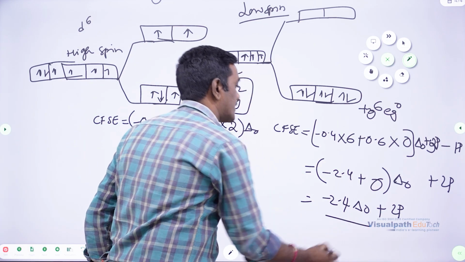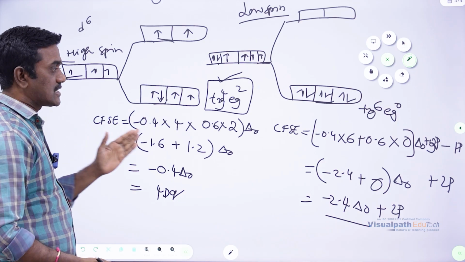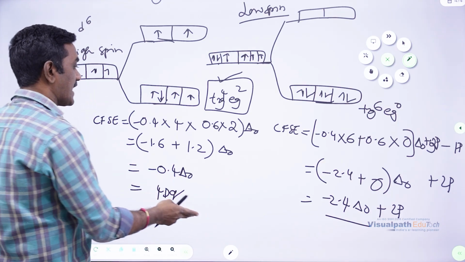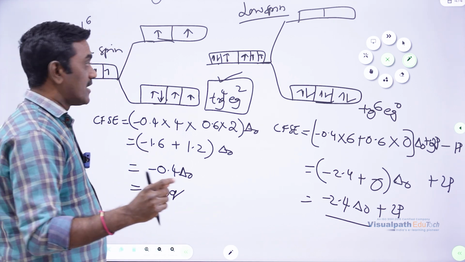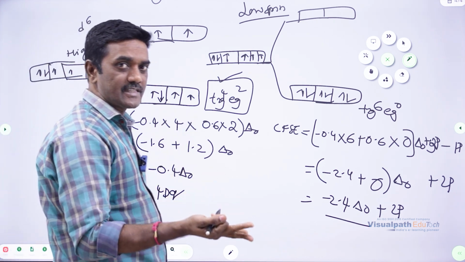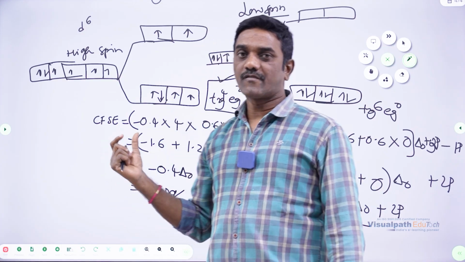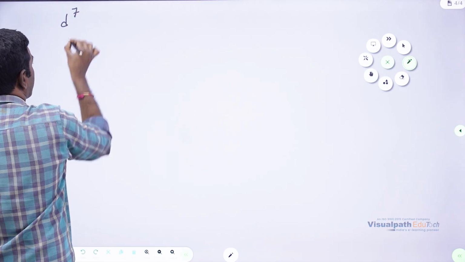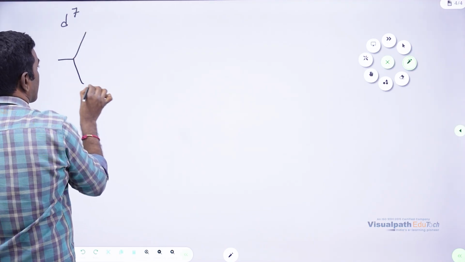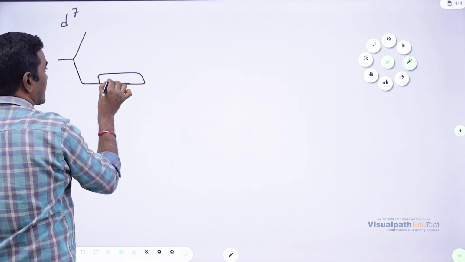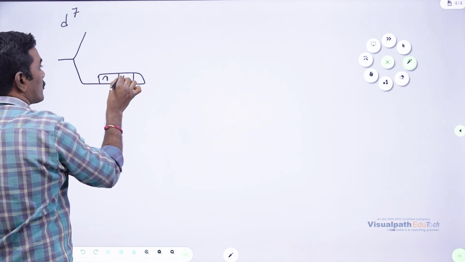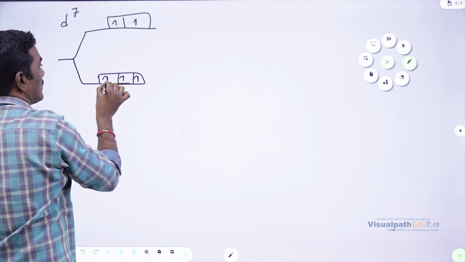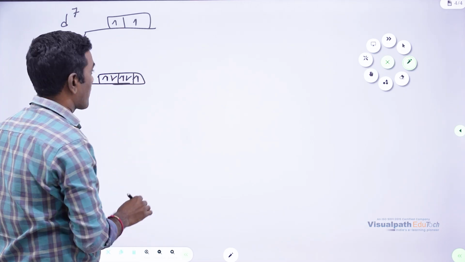For d6 we can see here the configuration and CFSE. In the same way we can calculate d7, d8, d9 also. Very interestingly, like d1, d2, d3, it will be the same once after reaching d8. That we can see here now. d7. I am pairing here. d7: one, two, three, four, five, six, seven. Right?